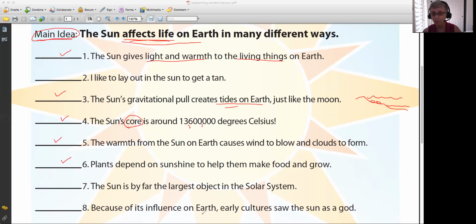Because of its influence on Earth, here's our last one, early cultures saw the sun as a god. Does that affect life on Earth, how they saw the sun? No. You did great. So was this kind of a new idea for you? Yeah. All right. Well, for someone where this was a really new idea, you did fantastic.